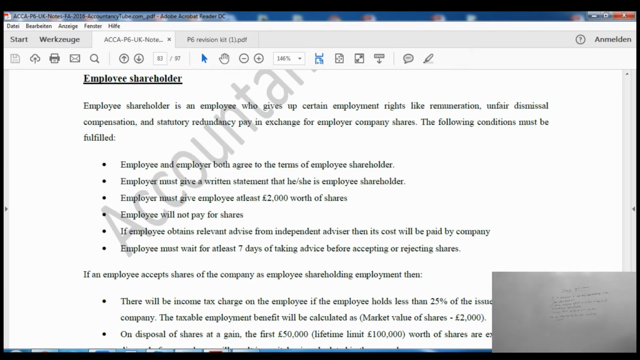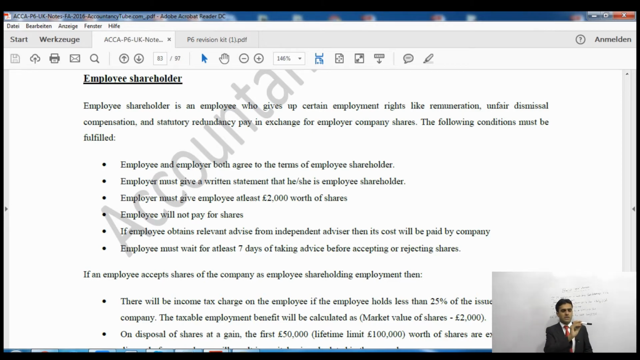So what is an employee shareholder? Now, if you're working for a company, if I'm working for Accounting Institute, they are paying me salary, they are paying me some other benefits as well. Now, what if my employer says, please do not take these benefits, although you will be getting the salary, please do not take some of these benefits. Now, my boss will point out this benefit, and this benefit.